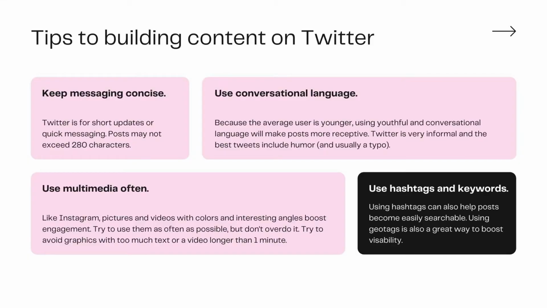Some tips for building content on Twitter. Keep messages concise. This is huge with Twitter. Where other social media websites allow lengthier posts, Twitter does not. You get 280 characters and that's it. So try to post the main message and that's it. But it helps, because on Twitter you want to use conversational language. The average user is much younger, and you want to be youthful, vibrant, and talk to them normally.